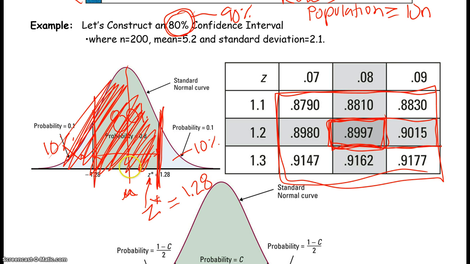So 80% means I'm going to go 1.28 standard deviations above, and I'm going to go 1.28 standard deviations below. Okay, so yesterday we said we're going to go 2 standard deviations above and 2 standard deviations below because it was convenient and it was a good place to start. Today we can do anything we want. So we find the percent that we want to use, and we go 1.28 standard deviations above, 1.28 below.